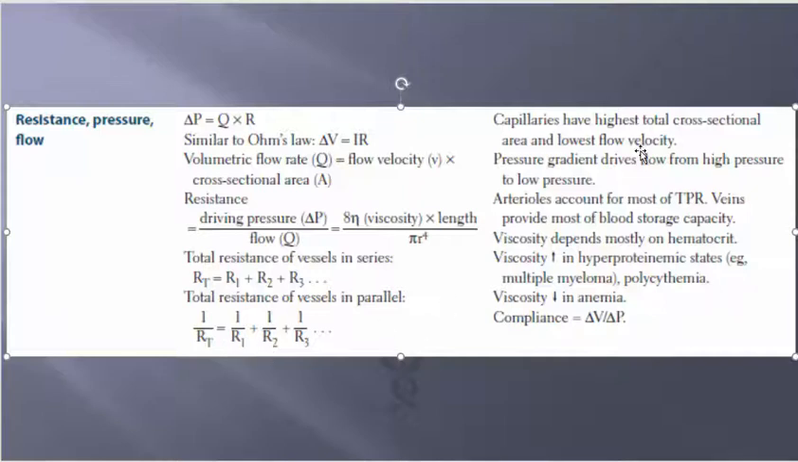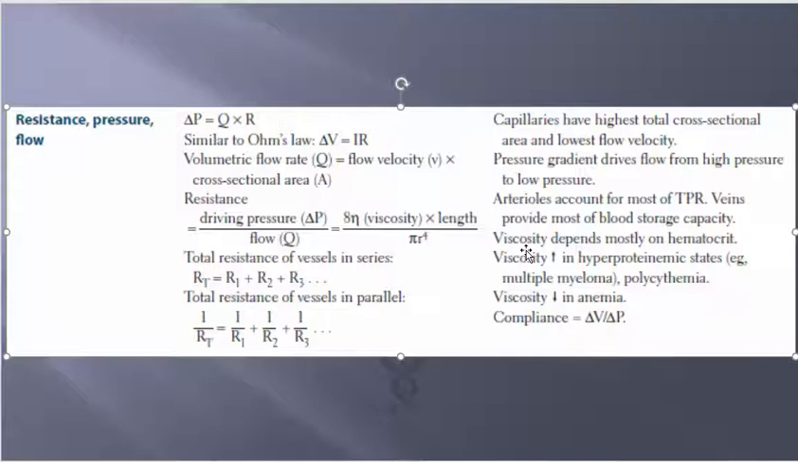Capillaries have the highest total cross-sectional area and the lowest flow velocity. Remember, they're small. The pressure gradient drives flow from high pressure to low pressure, the path of least resistance. Arterioles account for most of the total pressure drop and resistance. Veins provide most of the blood storage capacity. That's interesting to know: not arteries, it's veins.